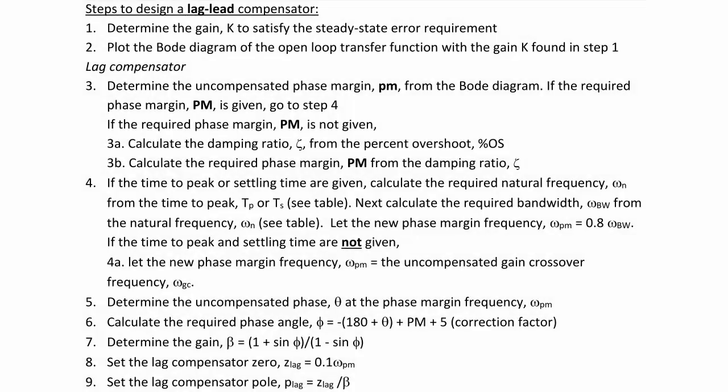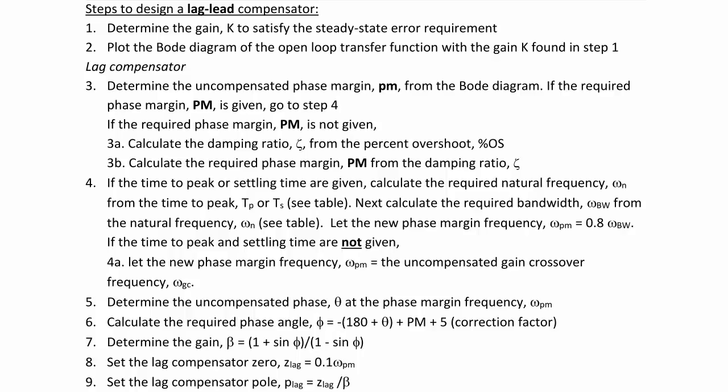Steps to design a lag lead compensator. Step 1, determine the gain K to satisfy the steady state error requirement. Step 2, plot the Bode diagram of the open loop transfer function with the gain K found in step 1. Then for the lag compensator, determine the uncompensated phase margin from the Bode diagram. If the required phase margin is given, go on to step 4. If the required phase margin is not given, then calculate the damping ratio from the percent overshoot requirement and calculate the required phase margin from the damping ratio zeta.